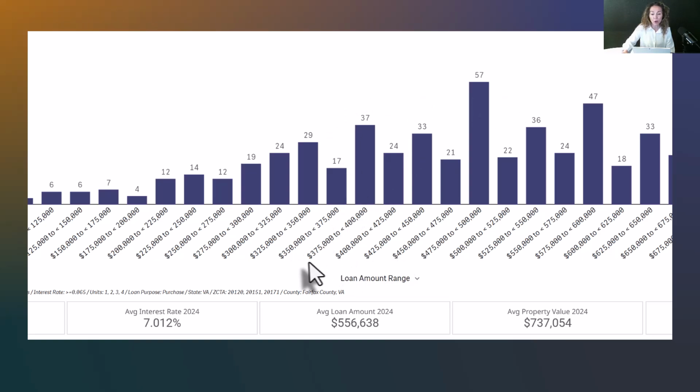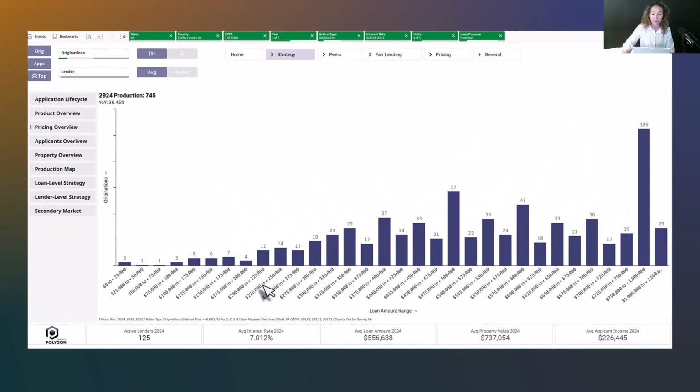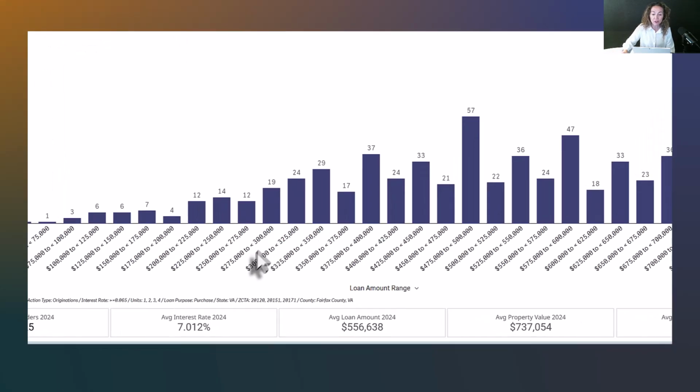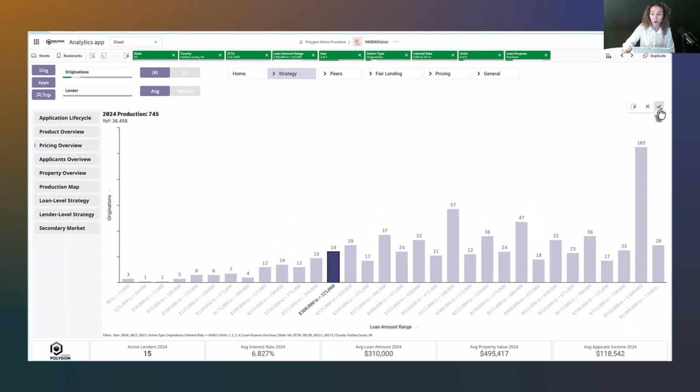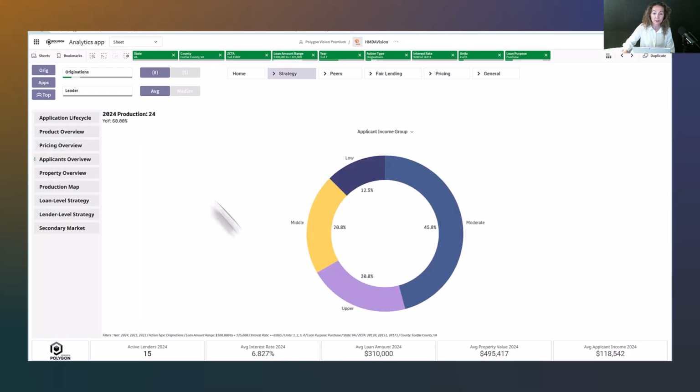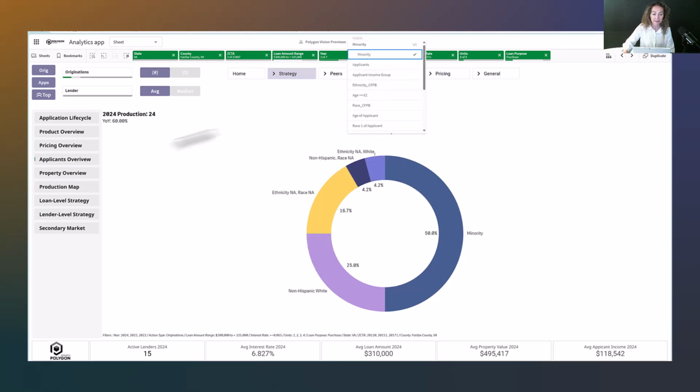If you know that you're very strong in one of those ranges, or you can construct your own custom range in HMDAVision, you can just zero in and focus on this segment and continue to drill and do this iterative understanding of who the borrowers are, how old they are, and things like that.